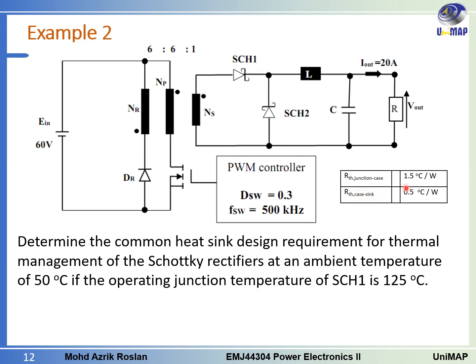Based on these values, you can already determine that the value of Rth junction to sink is equal to 1.5 plus 0.5. Because you have the junction to case and then case to sink, these values can be added together to find the junction to sink. If you want to find the Rth junction to sink, just add these values together.